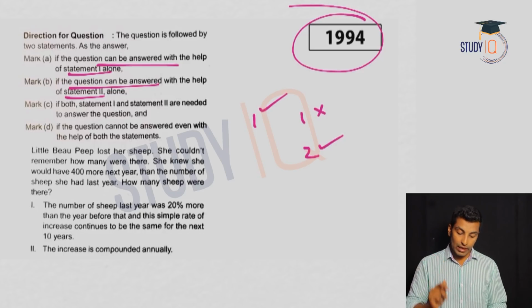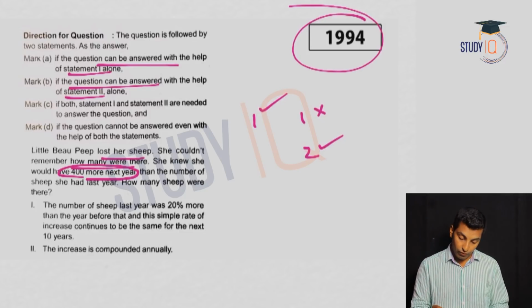Now let's look at the question. A person lost her sheep. She couldn't remember how many there were. She knew she would have 400 more next year. Next year there would be 400 more than the number of sheep she had last year. How many sheep were there?